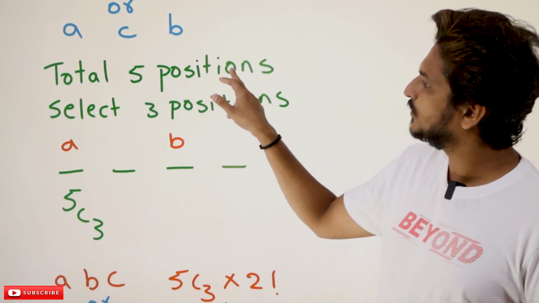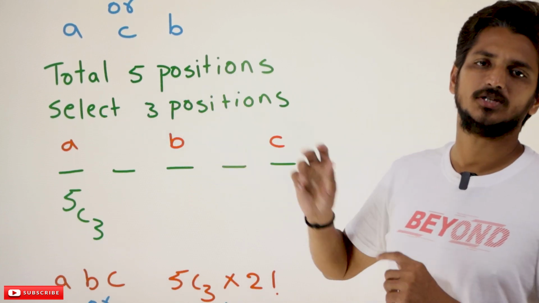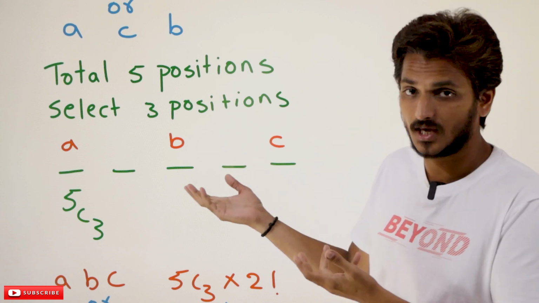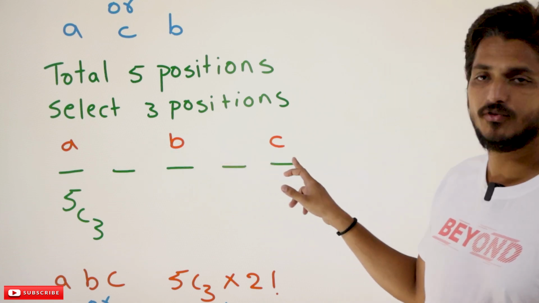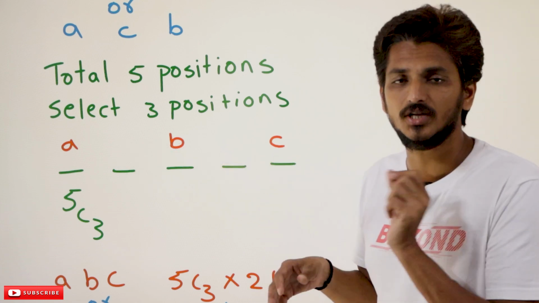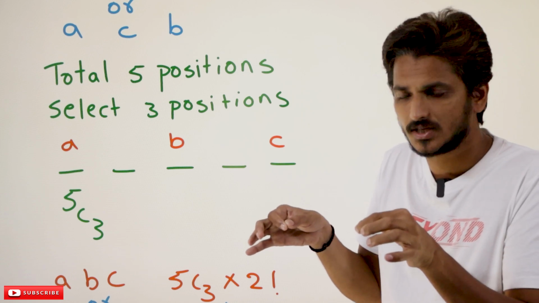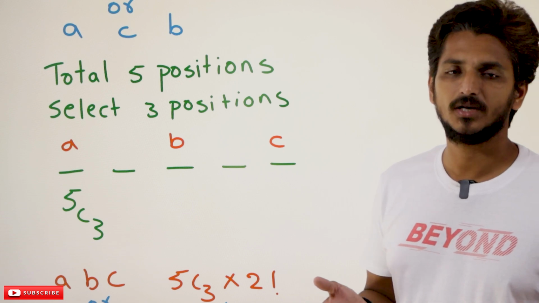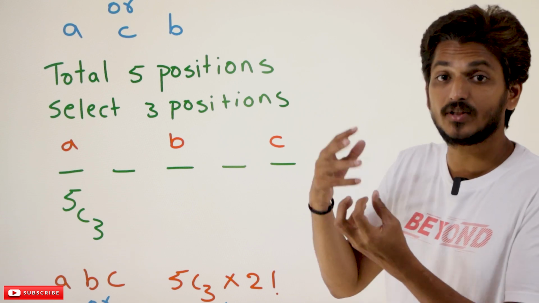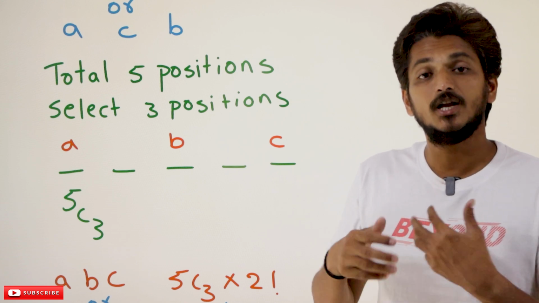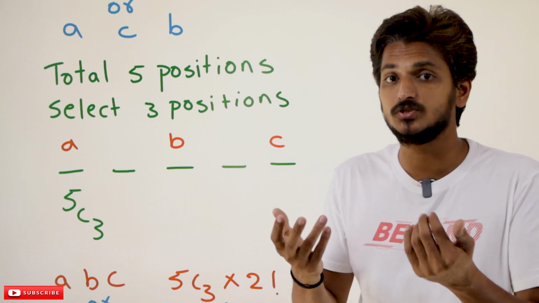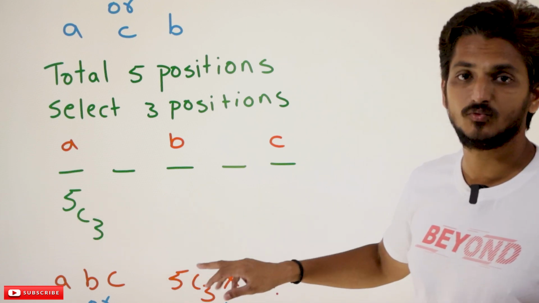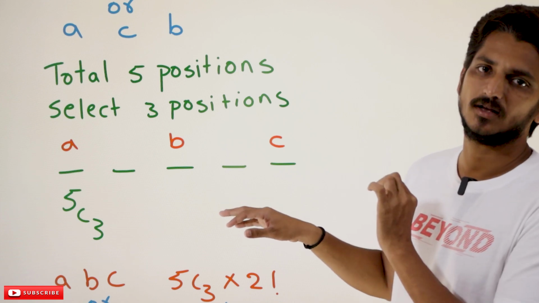From these total 5 positions, we need to select 3 positions. Yes, you can select any 3 positions. This is one of the cases: first position, third position and fifth position. This is one of the selections. In these selected positions, place A, B, C. Yes, we can place it. Like that, you have to make different selections from the 5 positions. In how many ways are we going to select 3 positions out of 5 positions? We do it in 5C3 ways. Once we have selected, we place A, B, C there.